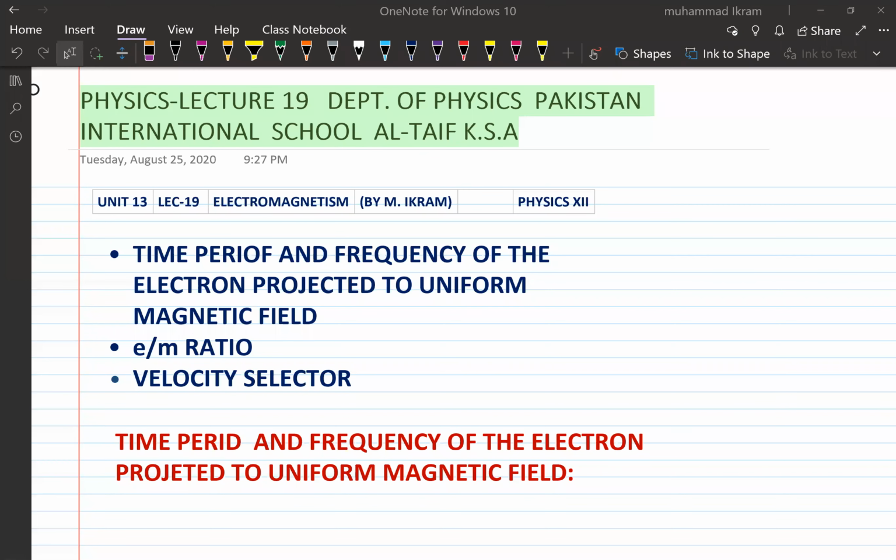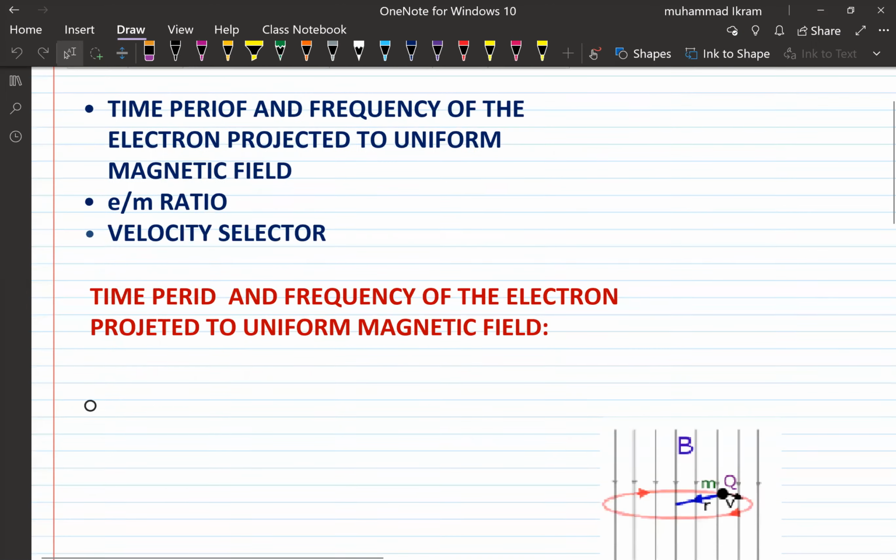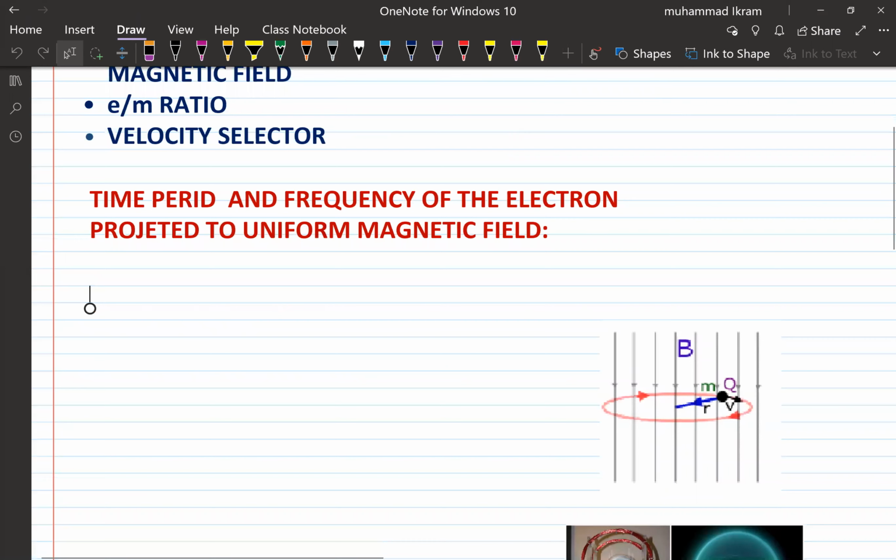Today is our lecture number 19, Unit 13, Electromagnetism. Our today's topic is the time period and frequency of the electron projected to uniform magnetic field. Better to say time period and frequency of cyclotron. And the second topic is the e by m ratio. And the third is the velocity selector. So let us start from the point where we left the last lecture.